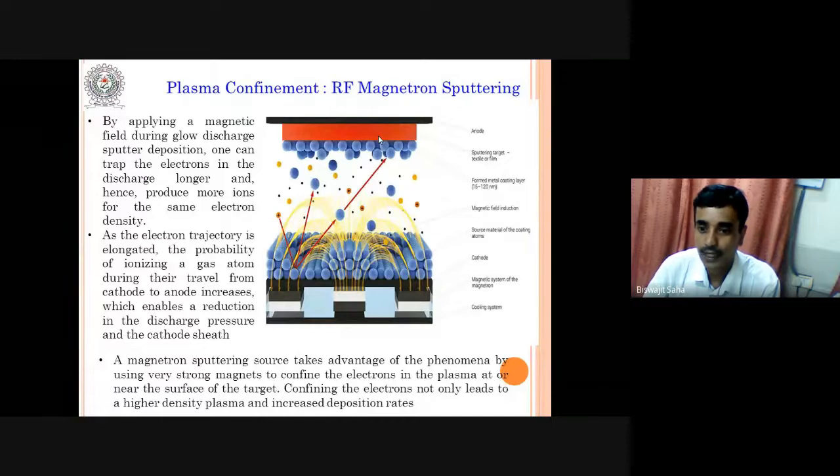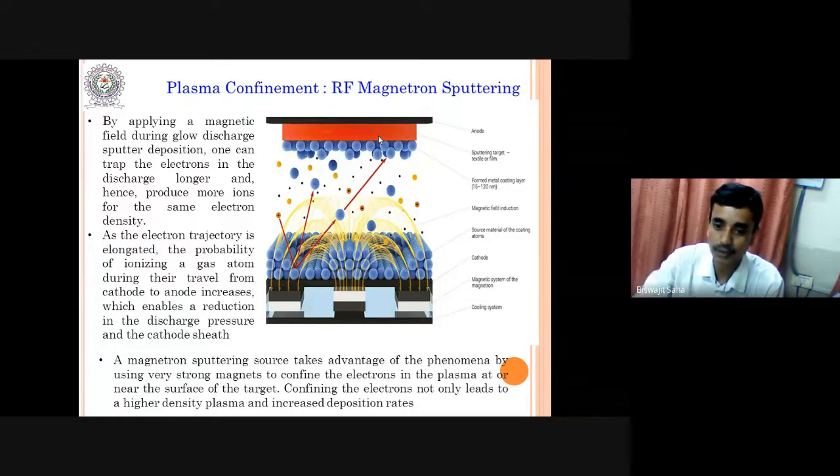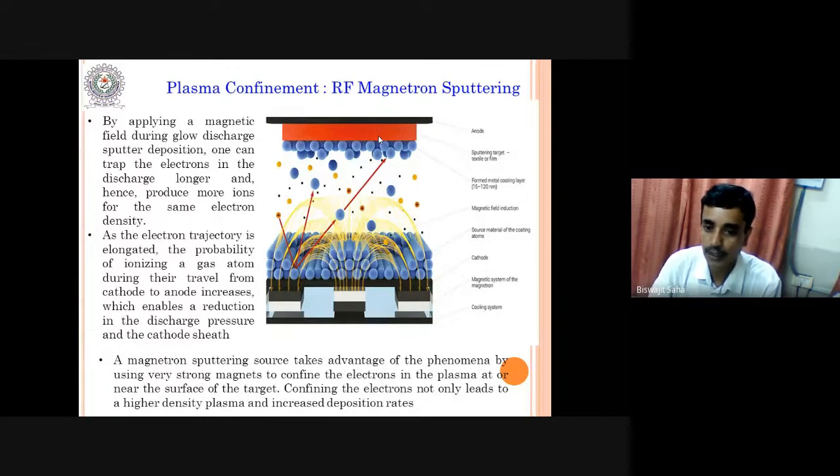So this is the advantage, double advantage. Secondary ionization becomes higher as they have to follow some spiral path. They cannot move directly towards the cathode. They have to follow a spiral path. They make more collisions and more secondary ionization. So higher plasma state, higher number of ions, higher number of collisions, and higher deposition rate.